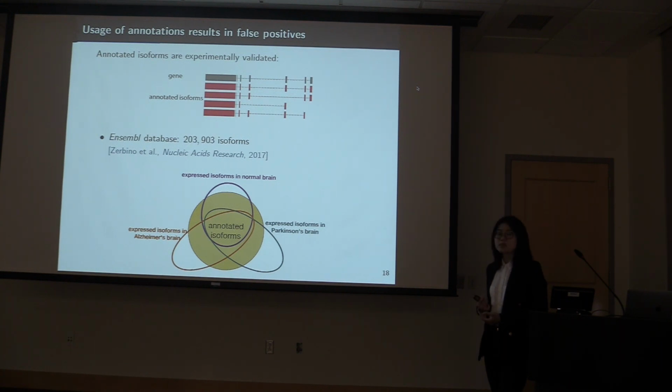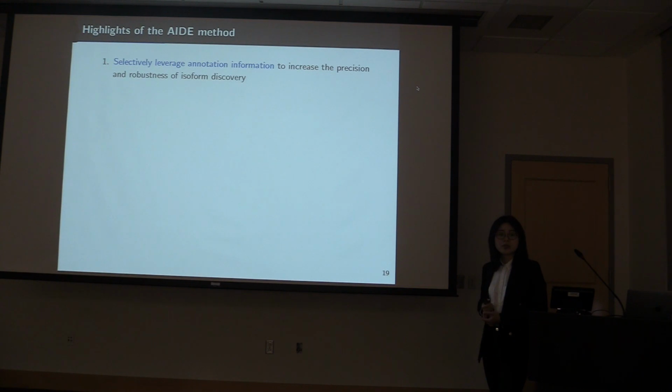This is not acceptable in biomedical research, because too many false discoveries will make it very challenging for us to perform experimental validation and to identify the correct drug targets. Therefore, motivated by the need to improve the precision of isoform discovery, we developed the AID method to selectively leverage annotation information and therefore increase the precision and robustness of isoform discovery.